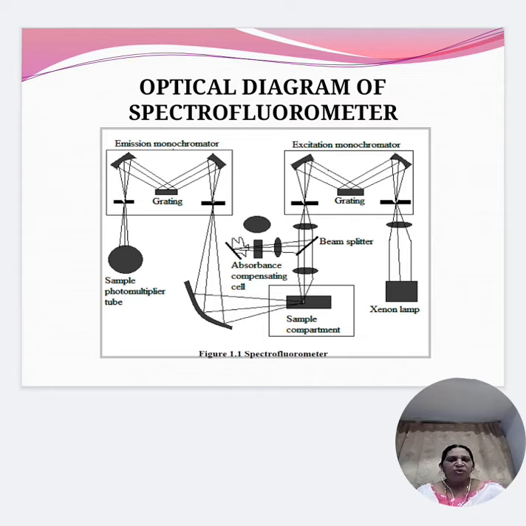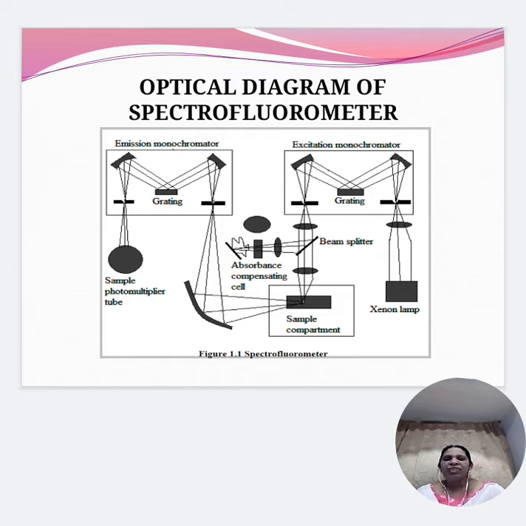Then we have the monochromator. Two monochromators are used in this spectrofluorometer. One is the excitation monochromator and another one is the emission monochromator. After the monochromator, we have the sample compartment. From the sample compartment, it falls onto the detector stage, that is nothing but the photomultiplier tube.